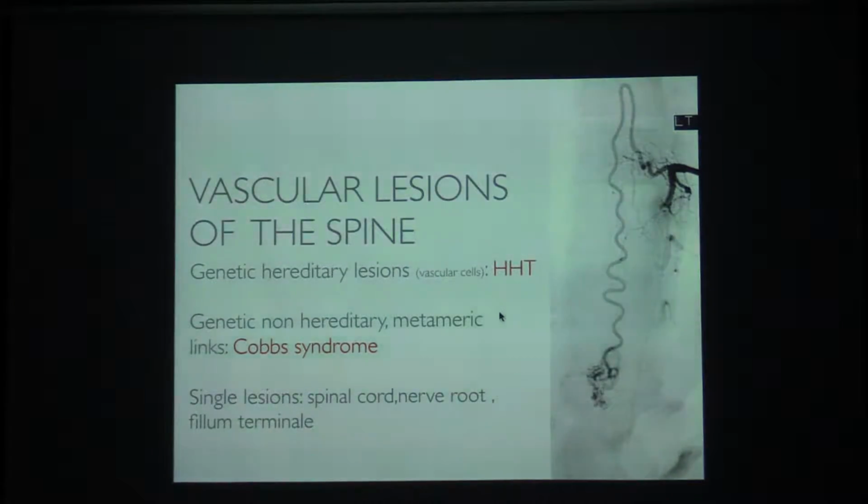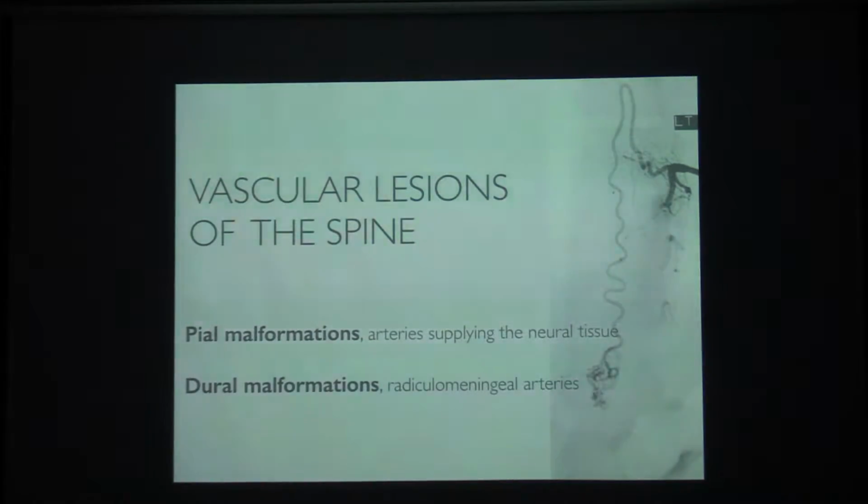Another way to group them is the metameric links, like we talked in the beginning, and the famous syndrome is Cobb syndrome. When you have a patient, he's got AVM of the spinal cord, and AVM of the vertebral body, and AVM in the muscles, and all this dermatome is thick, and he's got huge lesions at more or less the same level. But the most common, and this is what we're going to talk about in this lecture, are all those single lesions that we can find in the spinal cord, in the epidural space, along the nerve root, and we'll talk about them.